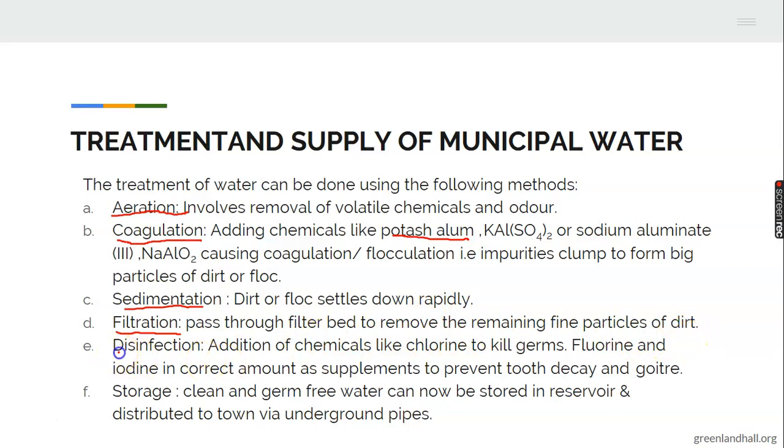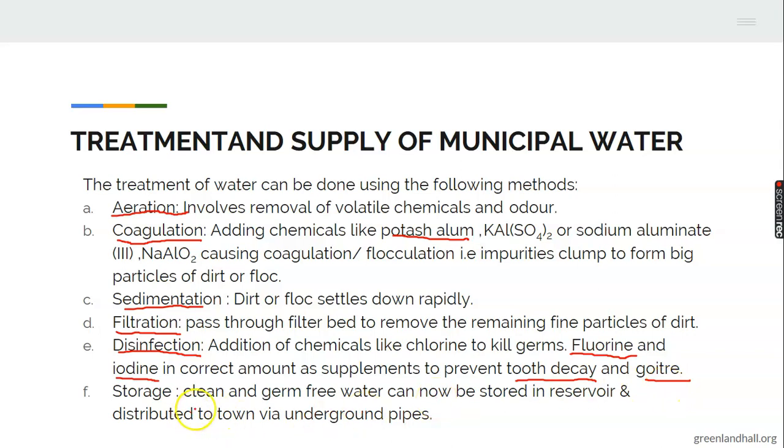Afterwards, you move it to the next step, which is disinfection, by adding chemicals like chlorine to kill the germs. You can also add a calculated, correct amount of fluorine and iodine in order to prevent tooth decay as well as goiter. We all know that fluorine is good in preventing tooth decay, while iodine is good in preventing goiter.